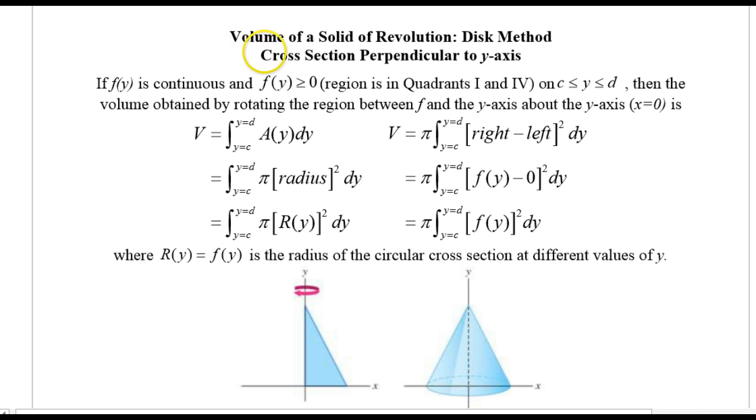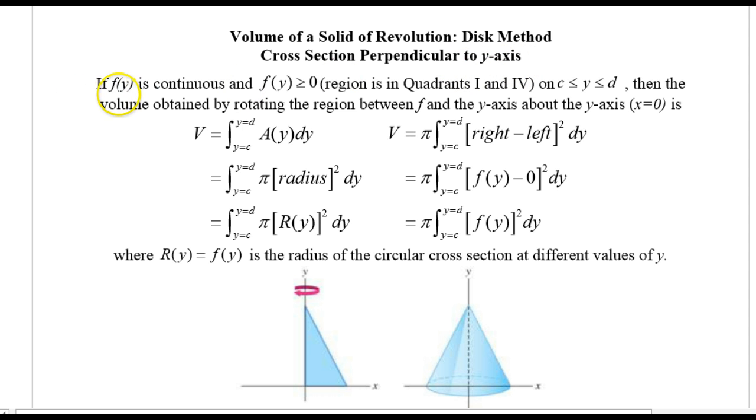Let's start by looking at the formula for the volume of a solid of revolution using the disk method when our cross sections are perpendicular to the y-axis. Now, a lot of this is going to be familiar. There's only some slight differences when we're rotating around a vertical line this time.